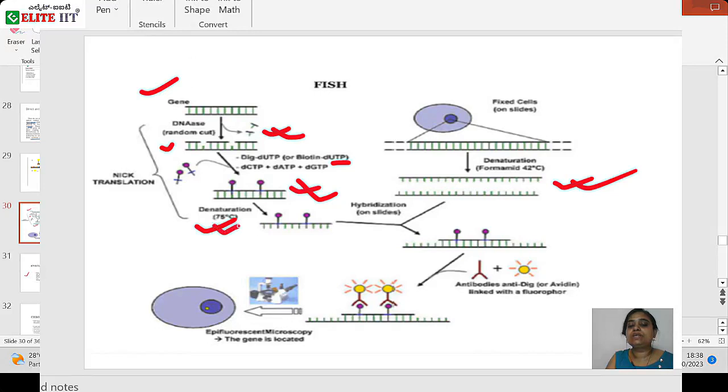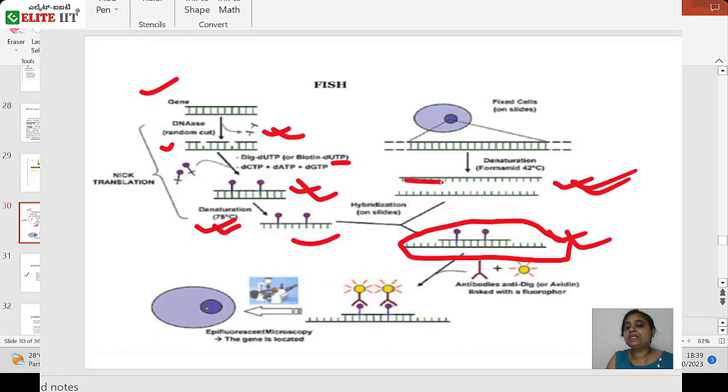Denature in order to make it single stranded. Only then can they bind together to make the hybrid. So this is single strand, and now they are binding together to make the hybrid. This is our actual interest. Whatever probe you are using, if the complementary sequence is present in this gene, it will bind with your chromosome of interest or DNA of interest, right?